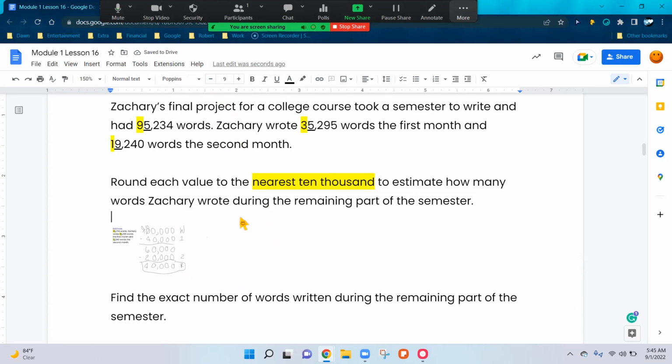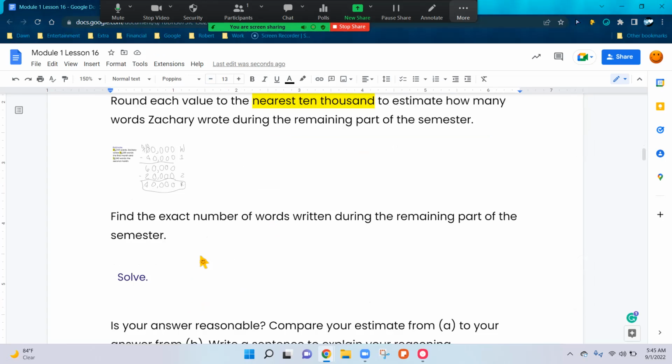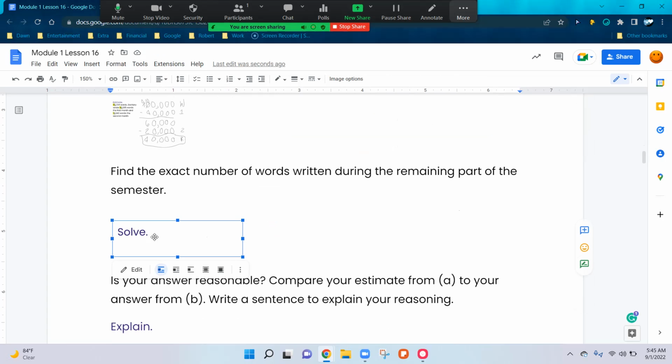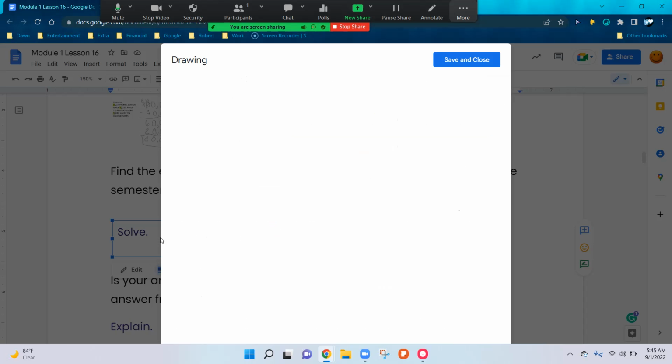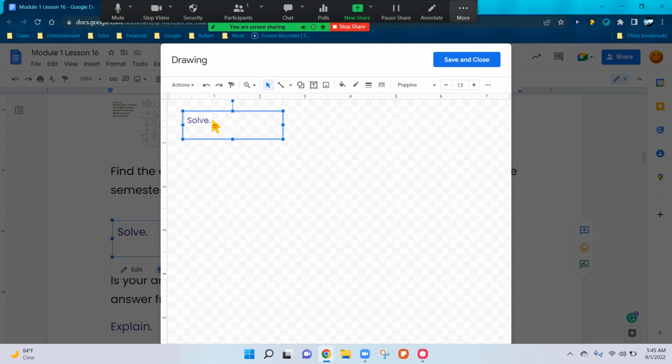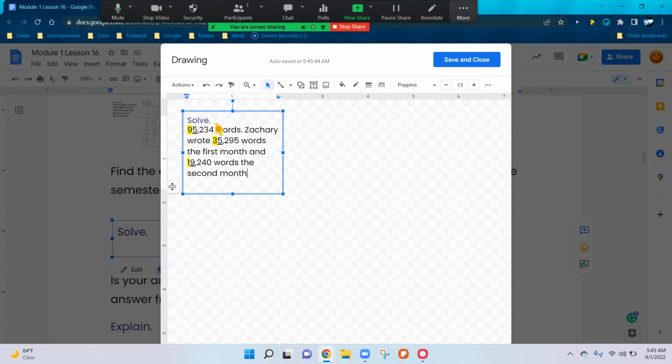Okay. And now it says to find the exact number. So I'm going to highlight the exact same thing as I did on the first one. Control C. I'm going to jump into the solve. I click on it and then I double click, click next to solve, hit enter, and then Control V.